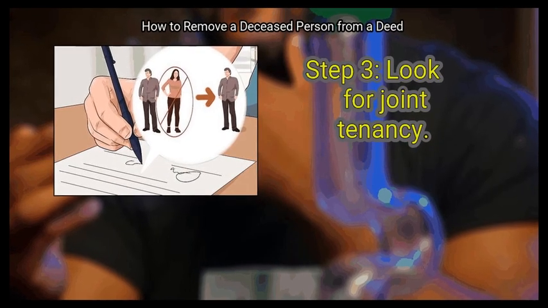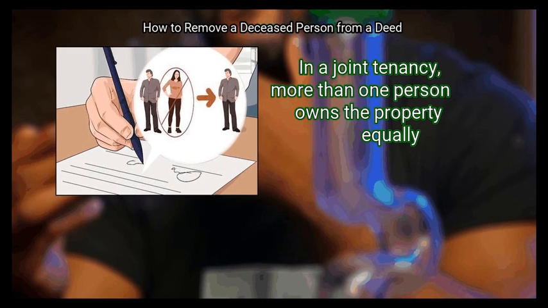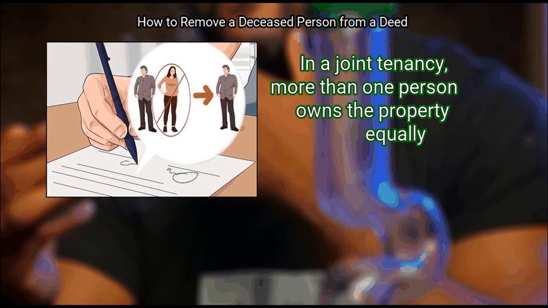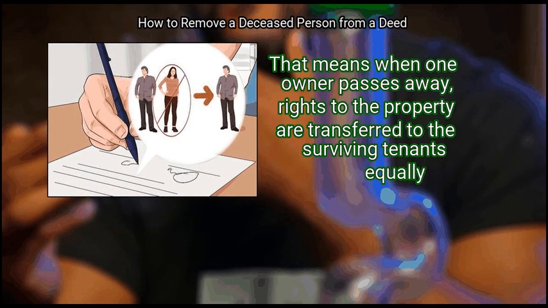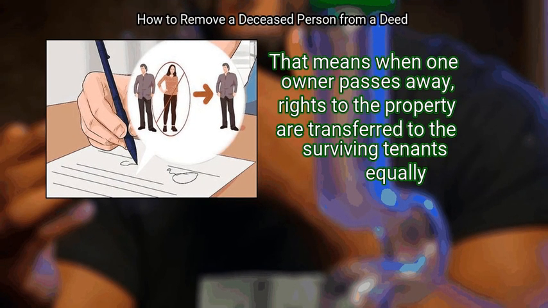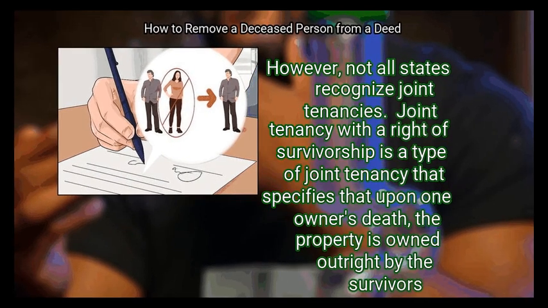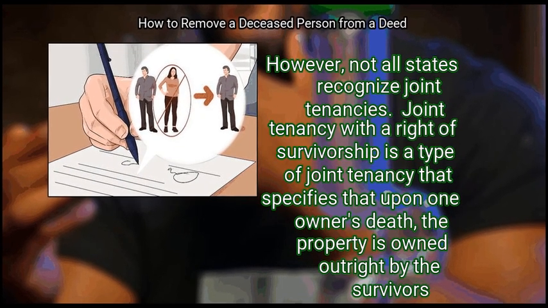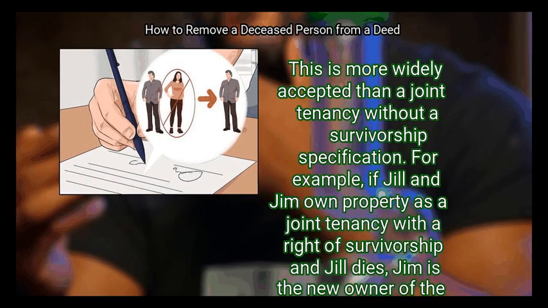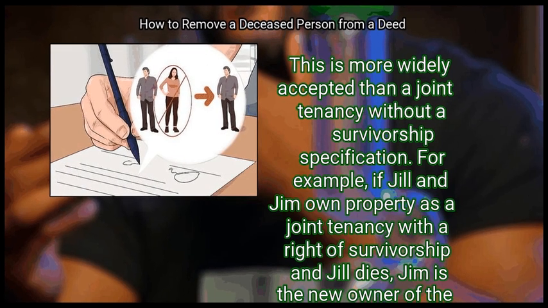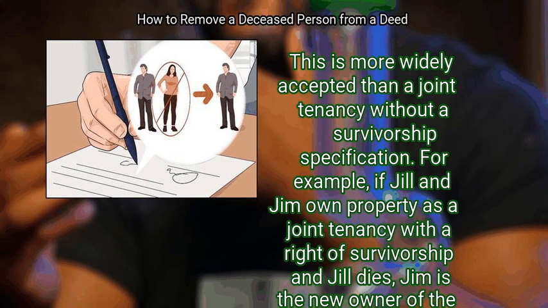Step 3. Look for joint tenancy. In a joint tenancy, more than one person owns the property equally. That means when one owner passes away, rights to the property are transferred to the surviving tenants equally. However, not all states recognize joint tenancies. Joint tenancy with the right of survivorship is a type of joint tenancy that specifies that upon one owner's death, the property is owned outright by the survivors.